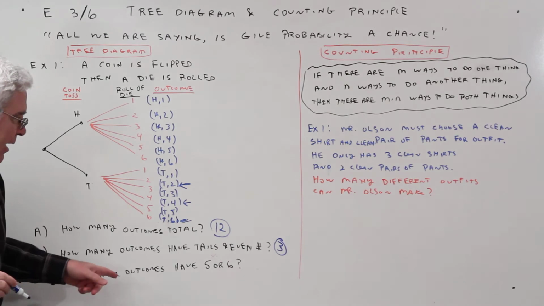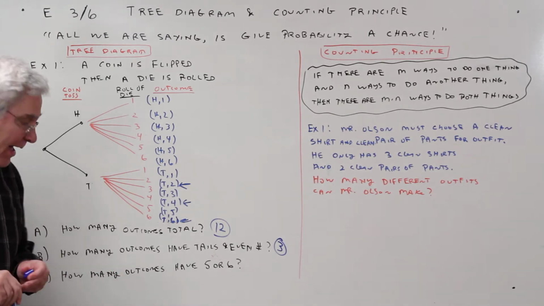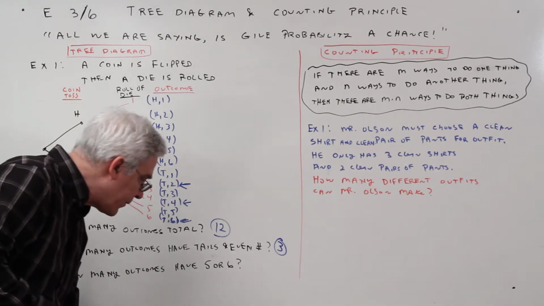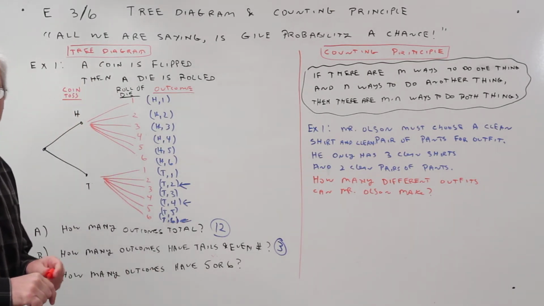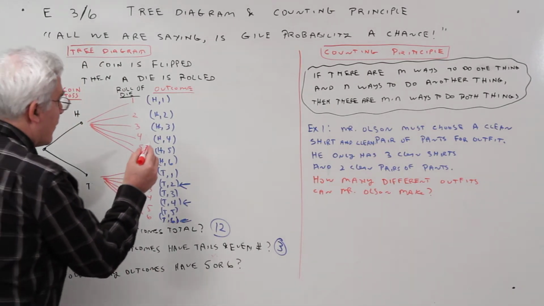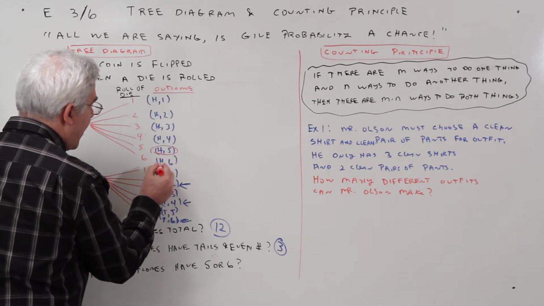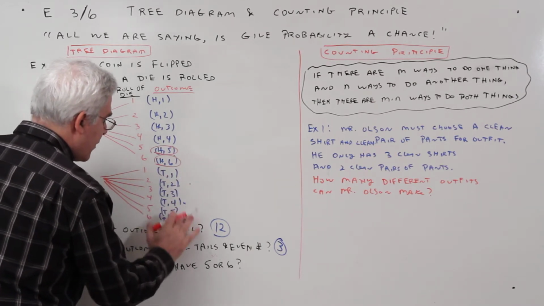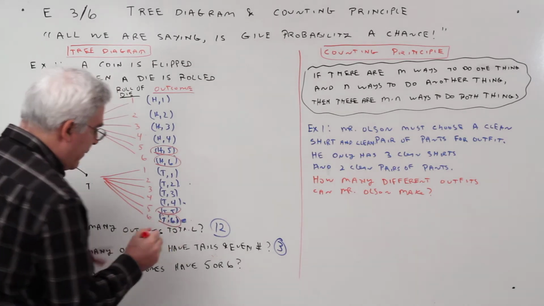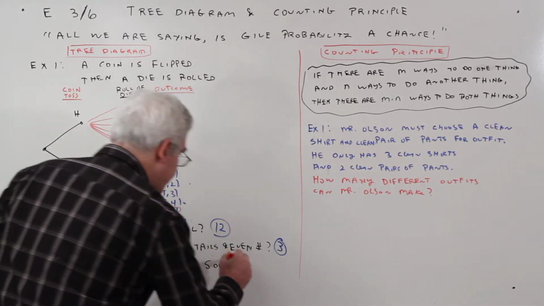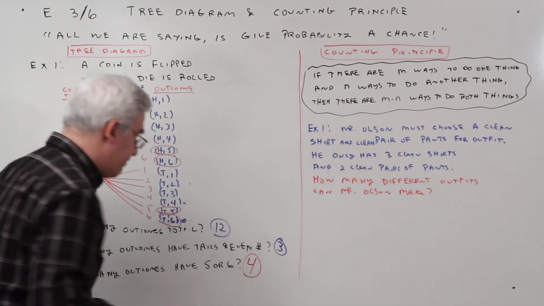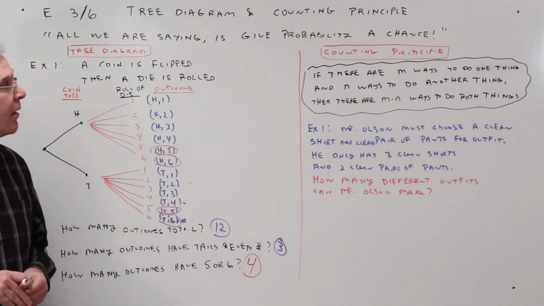And finally, how many outcomes have a 5 or a 6? All right, so I don't care what the coin is, I just want to have a 5 or a 6. So you've got a 5, you've got a 6, you've got a 5, you've got a 6. So it looks like there's 4 of those. Okay, that wasn't too bad.